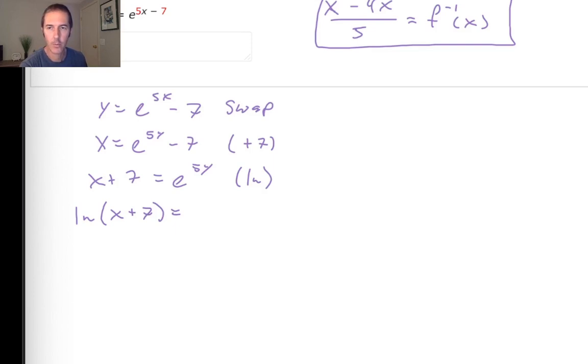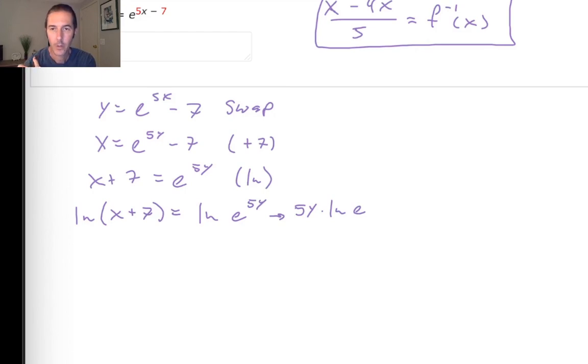I'm going to take a minute to remind you of why it is that the natural log and the e cancel each other out. So all I've done is written the natural log into the left-hand and right-hand sides of this equation. The natural log and the e on the right-hand side are going to cancel each other out because the power rule for logarithms tells us that we can take the 5y and write it in front of the natural log like it's a coefficient.